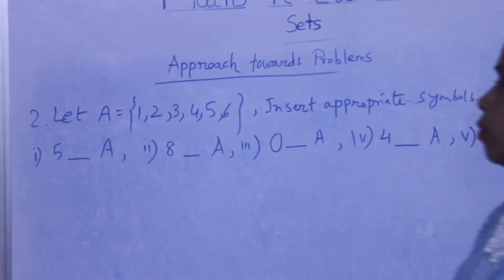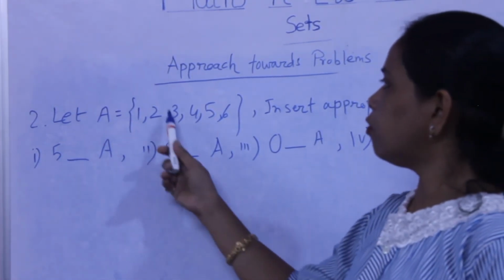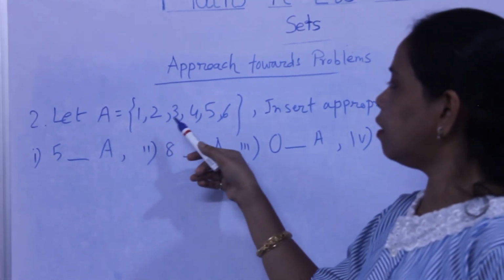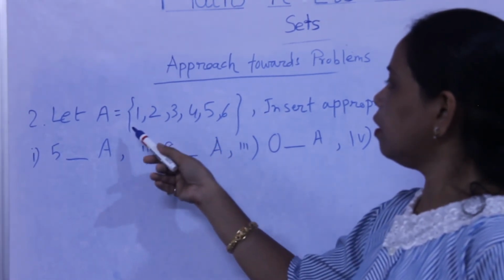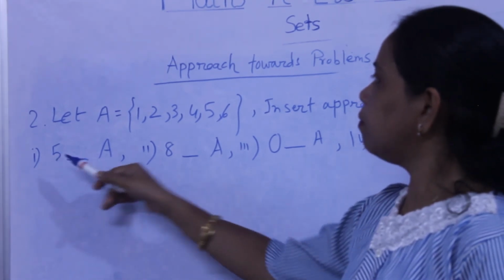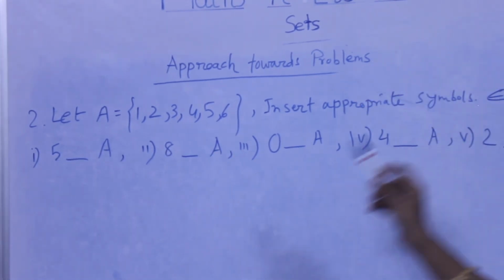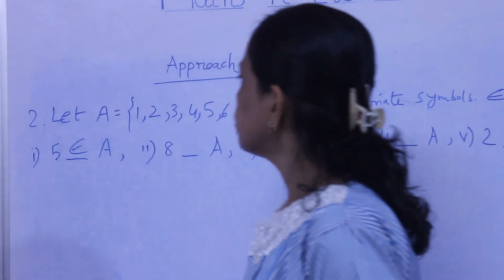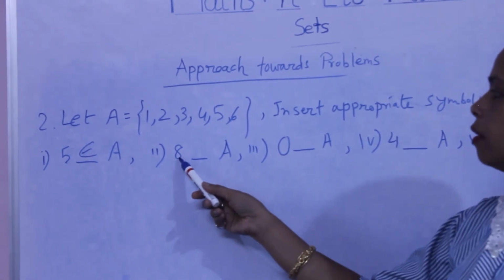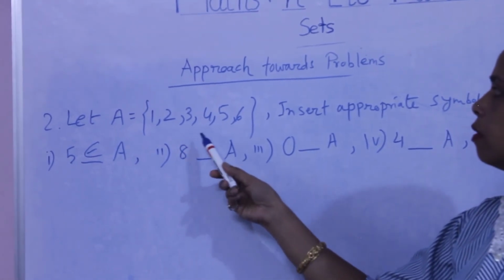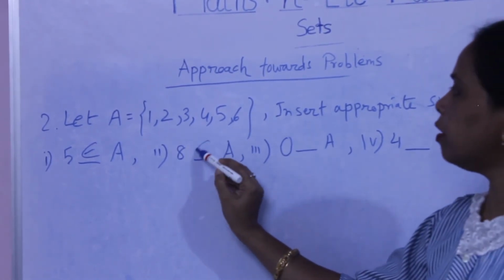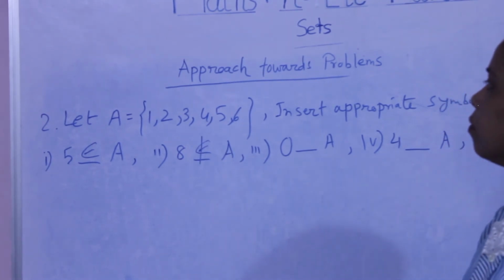You have to observe whether this element belongs here or not. See here, this element 5, does it belong to set A? Yes, this element 5 belongs to set A. So we have to put the belongs to sign here. In question number 2, does this element 8 belong to this set? Is there any element 8? No. So we put here not belongs to.